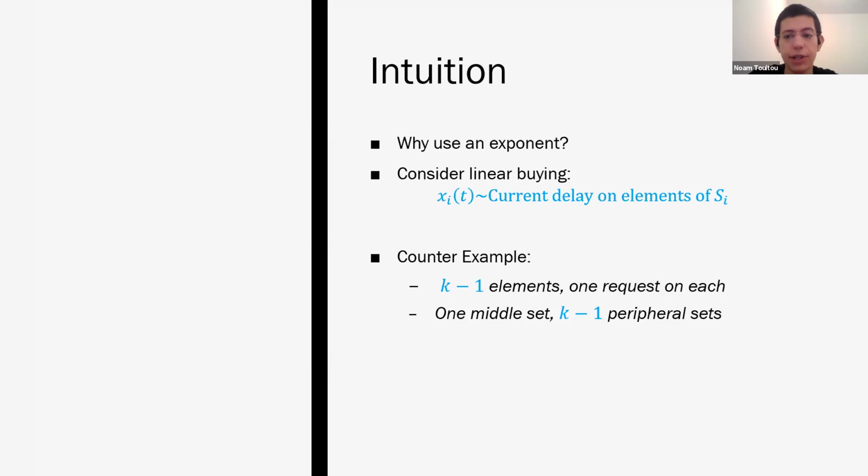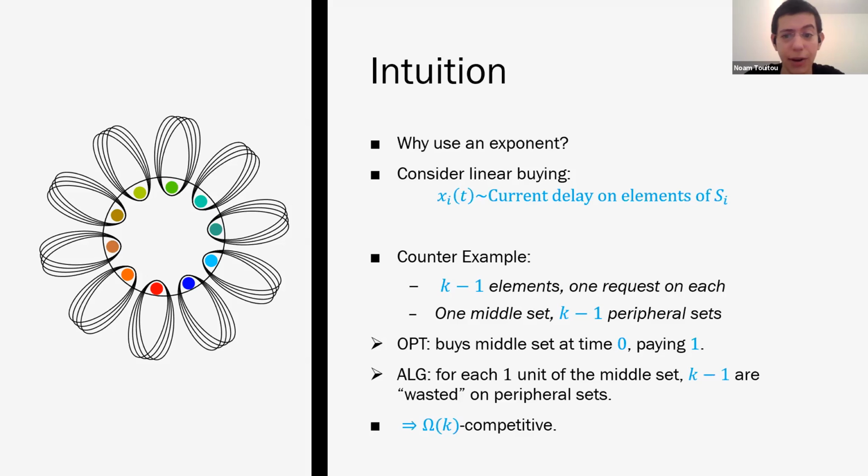Now let's provide some intuition for why we want to use this exponential function when the trivial algorithm to think of is just linear buying. That is, once you incur delay on some element, you raise the buying of the sets containing that element proportionally to the amount of delay that you incur. So let's see a counterexample for this. So this counterexample is shown here.